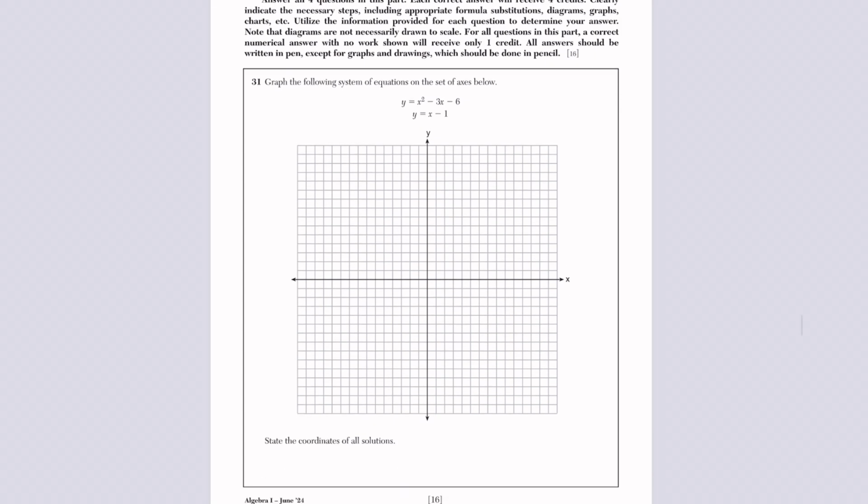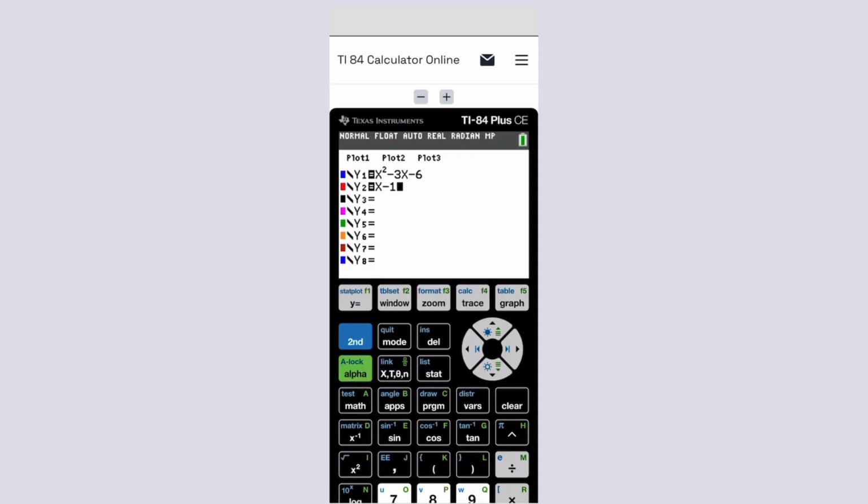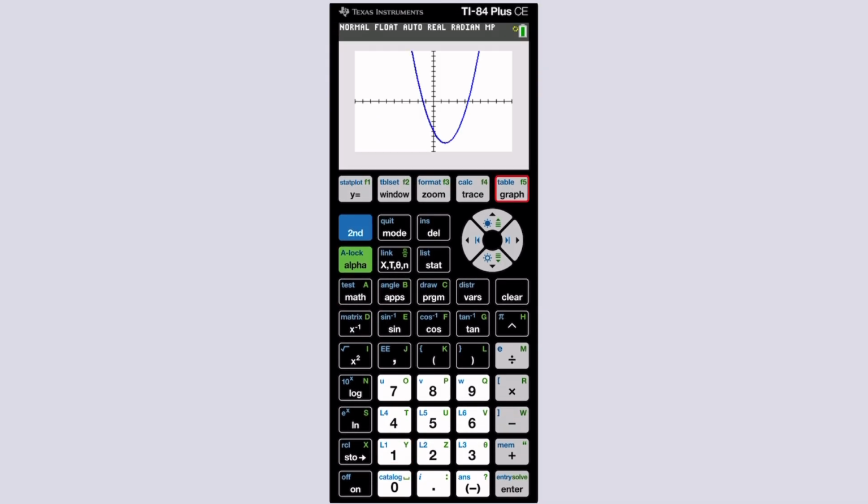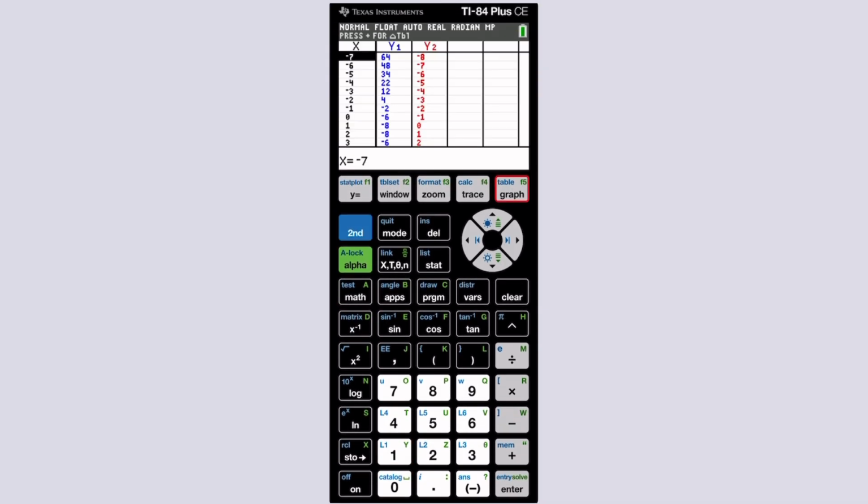Number 31, graph the following system of equations in the set of axes below. So what I think the best way to solve this is to use your graphing calculator. So when you plug them in, you click graph and you click second graph, and this is your table. And now you take these points and you graph them on your paper.